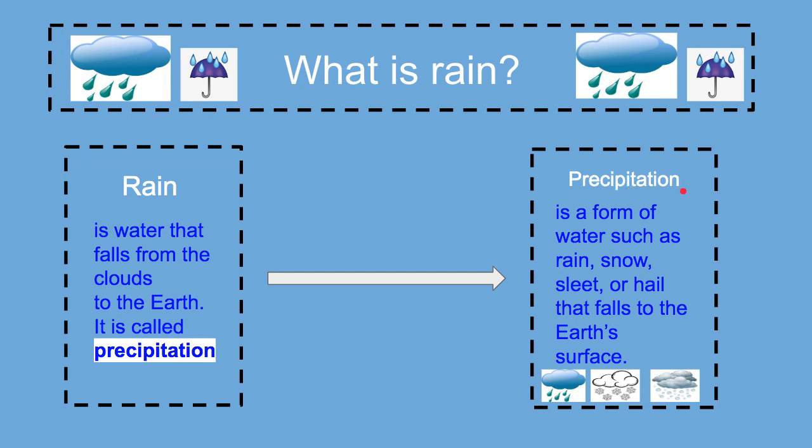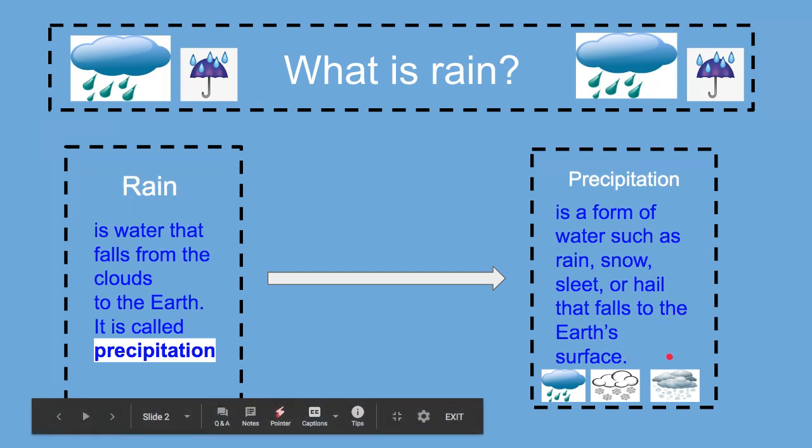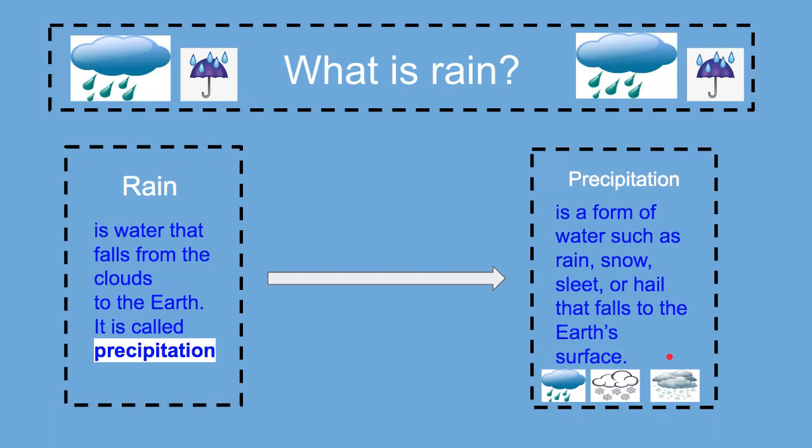Precipitation. Precipitation is a form of water like rain, but also can be snow, sleet, or hail that falls to the Earth's surface. Let's find out more about exactly how that rain is formed.